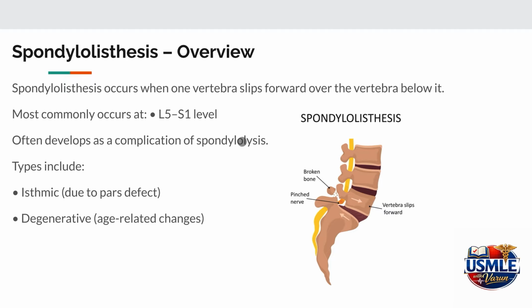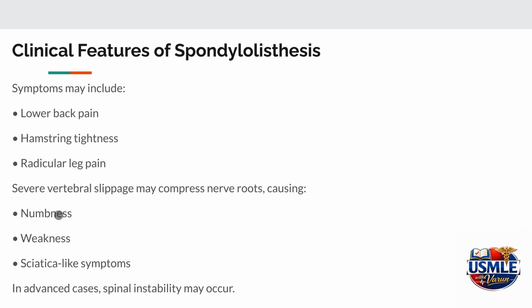And what eventually happens is that whenever there's flexion or extension, the vertebra above that's actually fractured slips over the vertebra below it. This is possible at the L5-S1 level. Types of spondylolisthesis include isthmic, due to a pars defect, and degenerative, due to age-related changes.